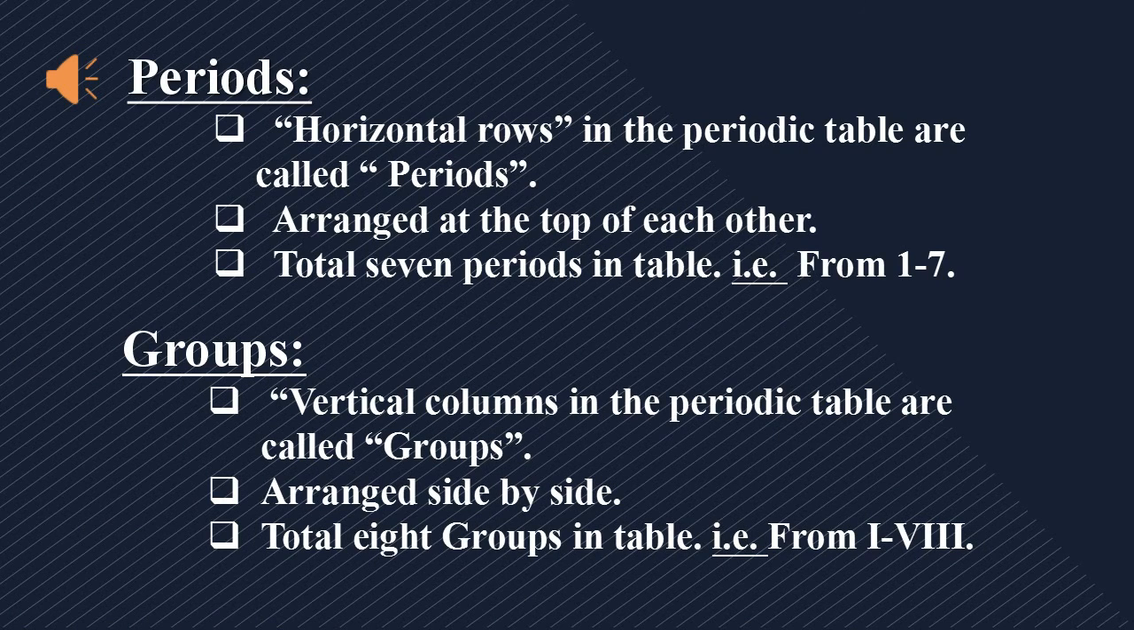Periods. Horizontal rows in the periodic table are called periods, which are arranged on top of each other. There are a total of 7 periods in the periodic table. Groups. Vertical columns in the periodic table are called groups. They are arranged side by side. There are a total of 8 groups in the periodic table.